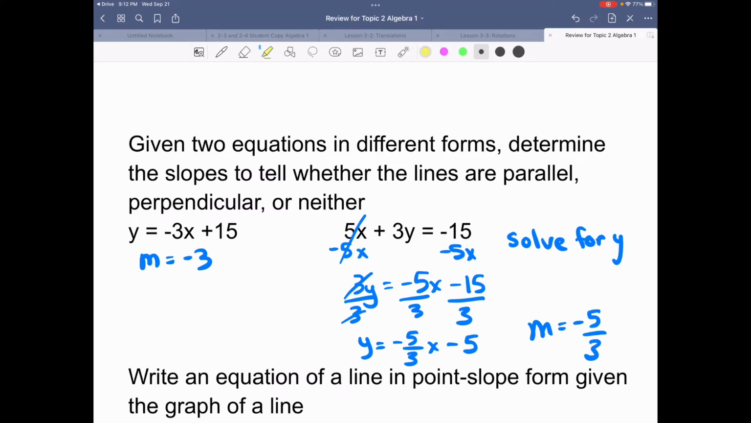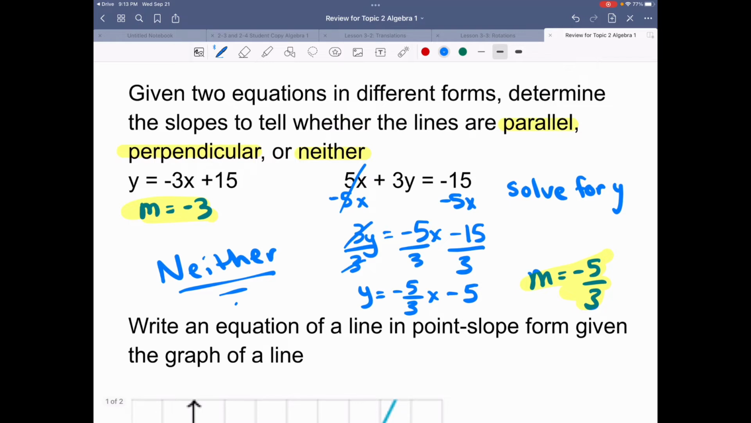When I look at this slope and I look at this slope, are they parallel? Are they the same? No. Are they perpendicular? Negative reciprocals? No. So they are going to be neither. They're neither perpendicular nor parallel. So if you graph these, they would just cross eventually, but they wouldn't be perpendicular, and they would not be parallel. And you could graph them using Desmos.